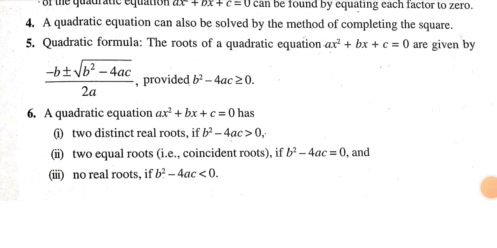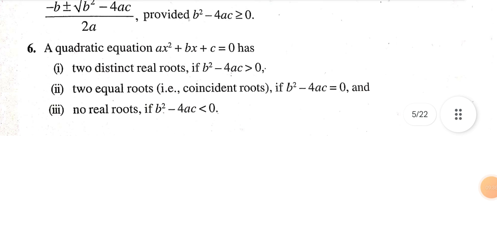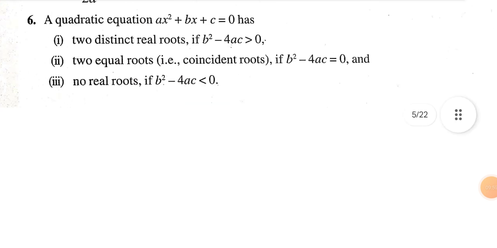are given by minus b plus or minus root of b square minus 4ac by 2a, provided b square minus 4ac is greater than or equal to 0. 6. A quadratic equation ax square plus bx plus c is equal to 0 has two distinct real roots if b square minus 4ac is greater than 0, two equal roots if b square minus 4ac is equal to 0, and no real roots if b square minus 4ac is less than 0.